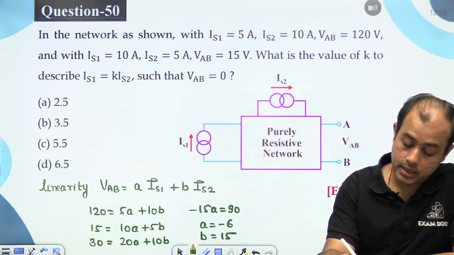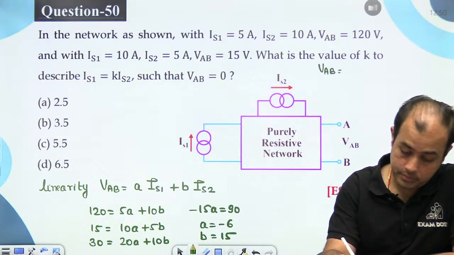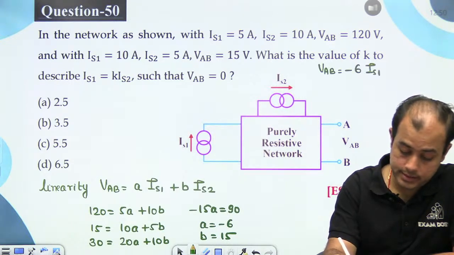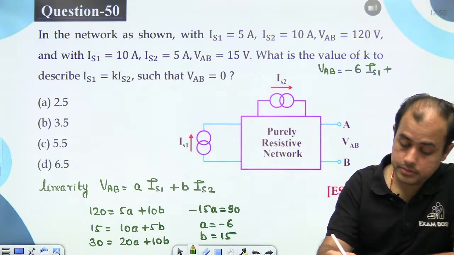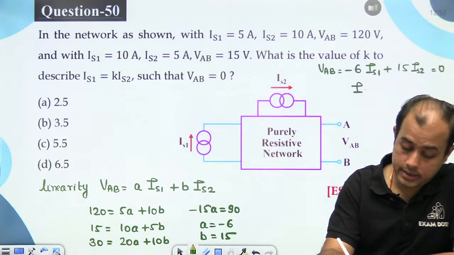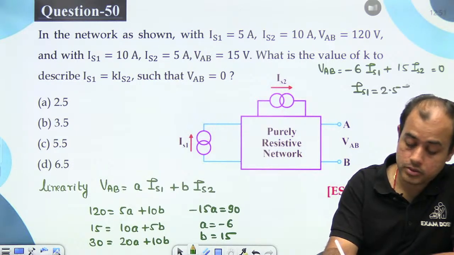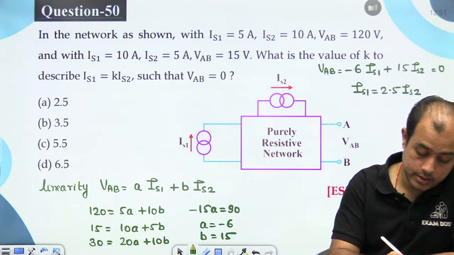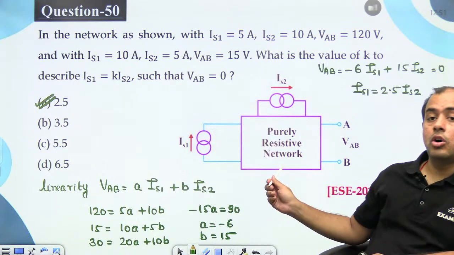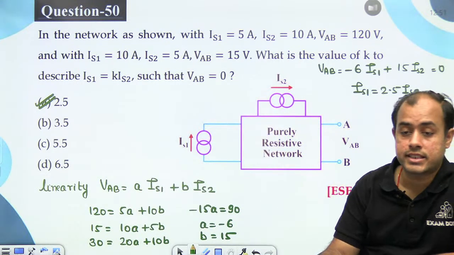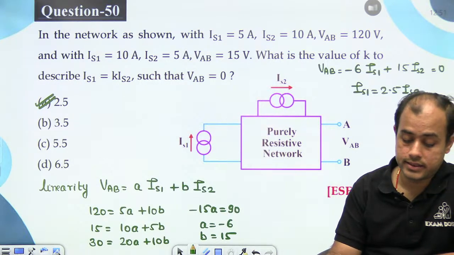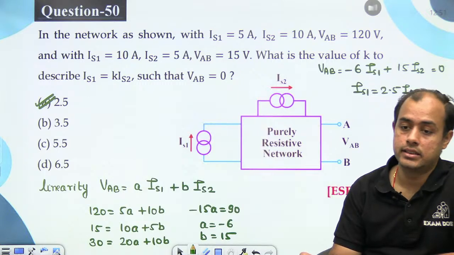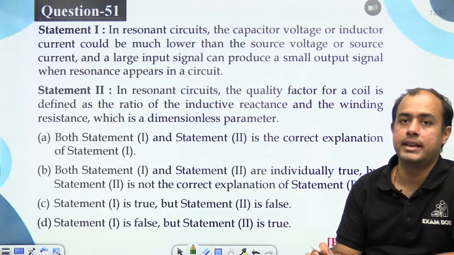Okay. Now VAB is minus 6 IS1 plus 15 IS2 is 0. So IS1 is 2.5 IS2. So answer should be A. Okay, because this network is purely resistive. So basically this network is linear. So I have used the linearity property.